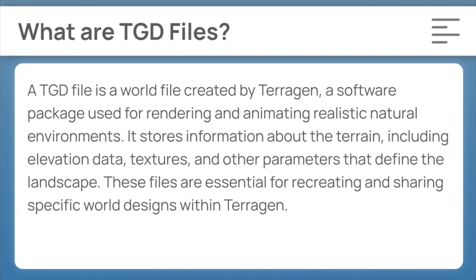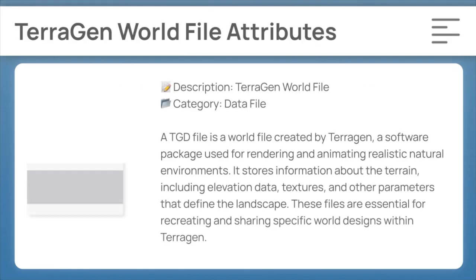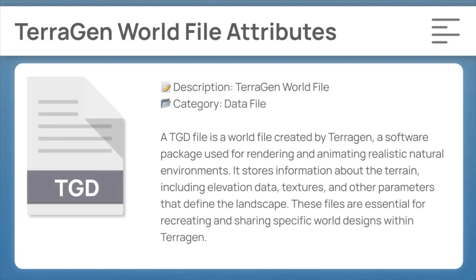A TGD file is a world file created by TerraGen, a software package used for rendering and animating realistic natural environments. It stores information about the terrain, including elevation data, textures, and other parameters that define the landscape. These files are essential for recreating and sharing specific world designs within TerraGen.